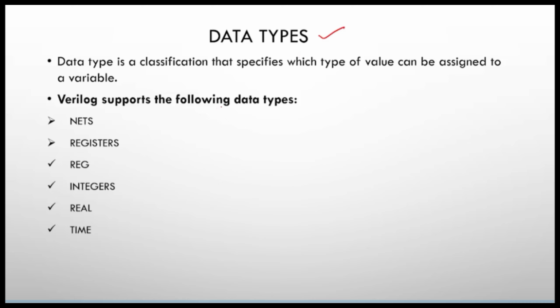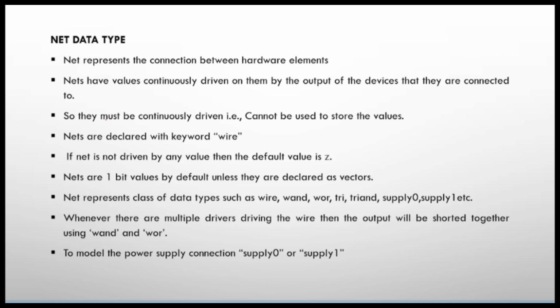Data types in Verilog are very important, and among the data types, the most frequently used are nets and registers. Registers are subcategorized into various types like reg, integer, real, and time. Similarly, nets are also subcategorized. Now let us see what these data types are. First, coming to net.